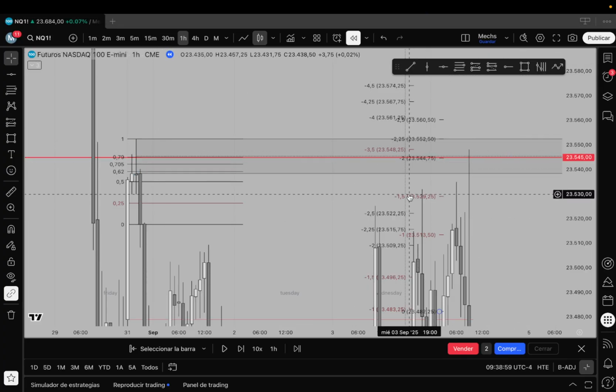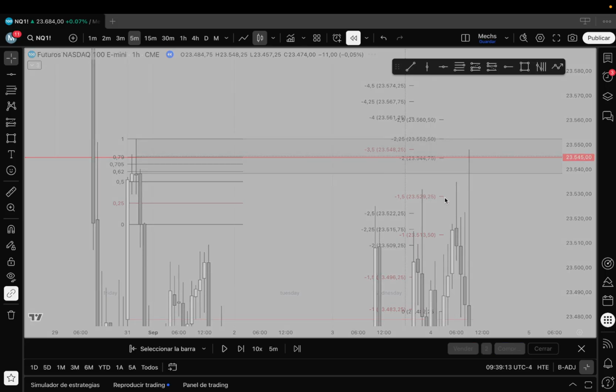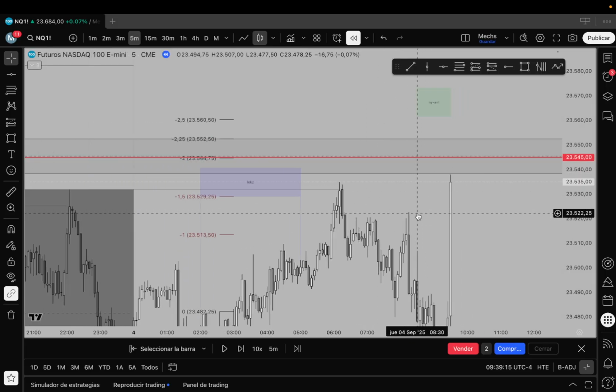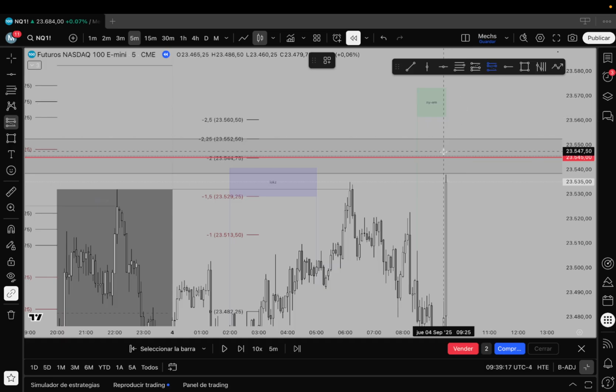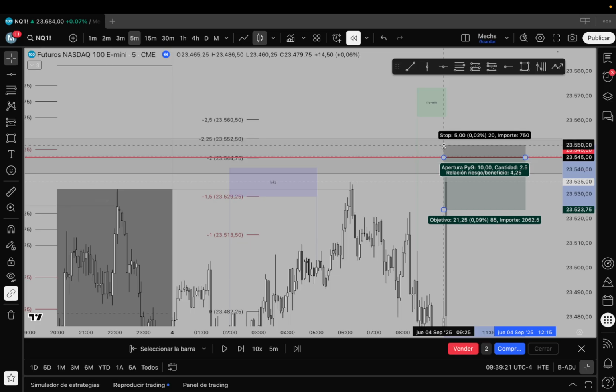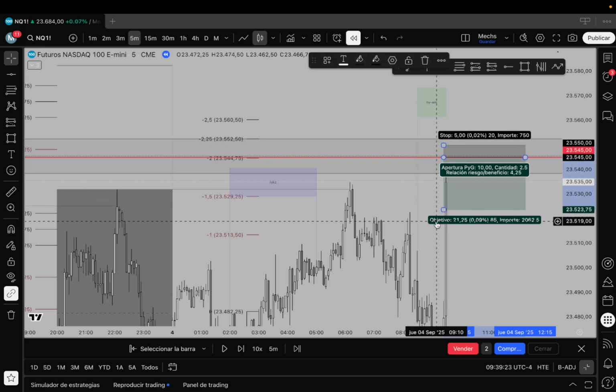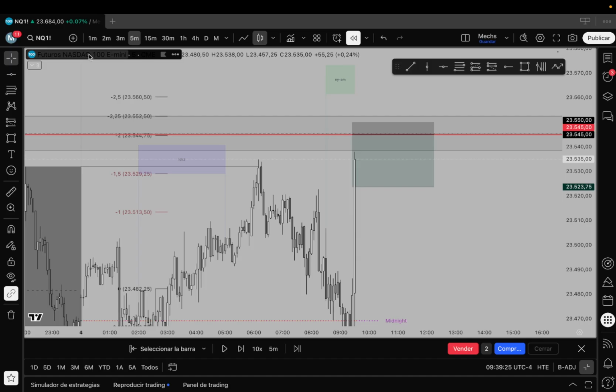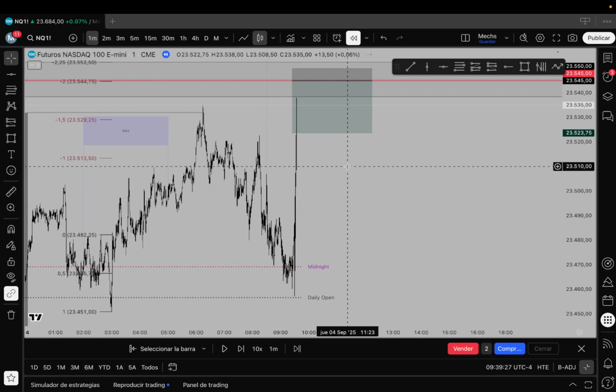And also, you always want to wait for SMTs. You are not taking any trade without an SMT because the SMTs are crucial. And here there was an SMT. I remember it, so I just did this.